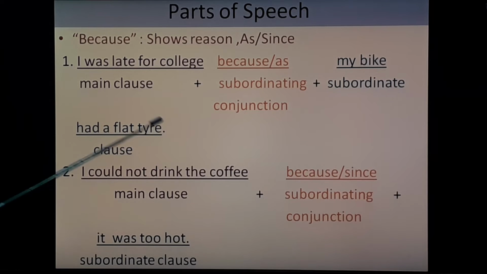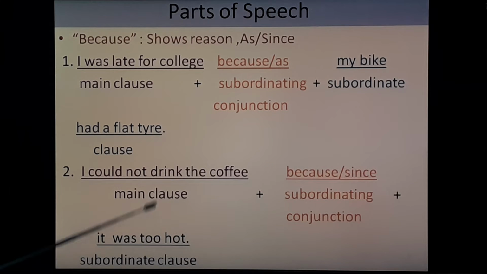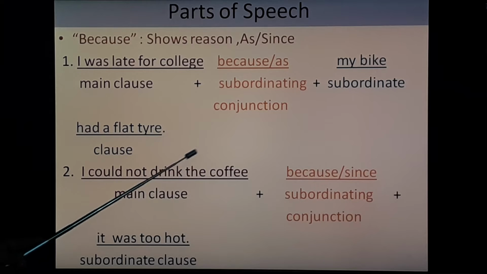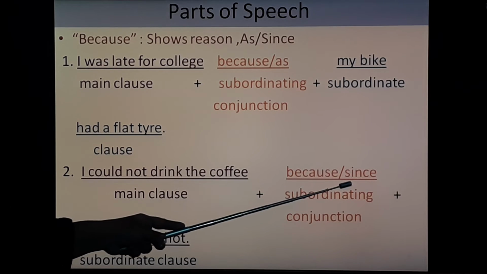Second, I could not drink the coffee because, or since, or as, it was too hot. Now here, 'I could not drink the coffee' is the main clause, and 'it was too hot' is the subordinate clause, because it doesn't make any sense if we use this only. That's why we have to use the whole thing. I could not drink the coffee because it was too hot, and both these clauses are joined with the help of the subordinating conjunction, that is 'because', 'since', or 'as'.